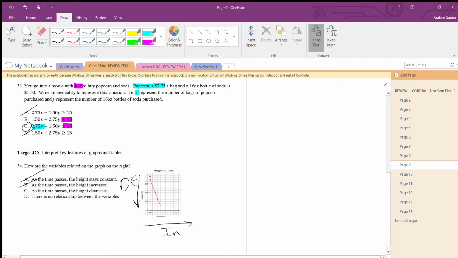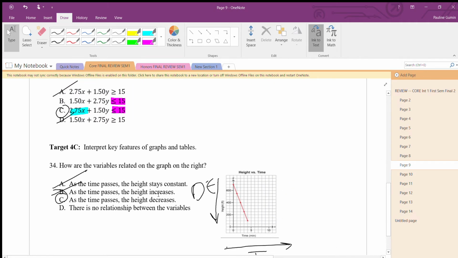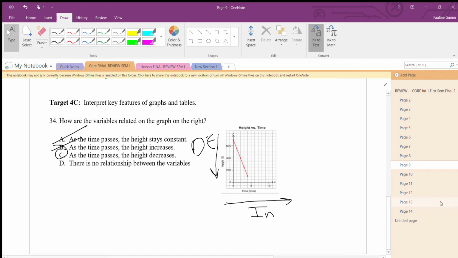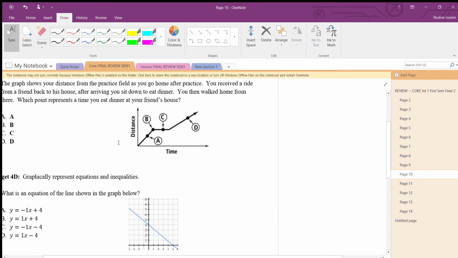That'll be letter C. And I guess that's fine that it's zoomed out because we are done with number 34. There definitely is a relationship between the variables. Letter D should not even be an option in your brains. Let's move on. I'm going to zoom in on purpose this time.